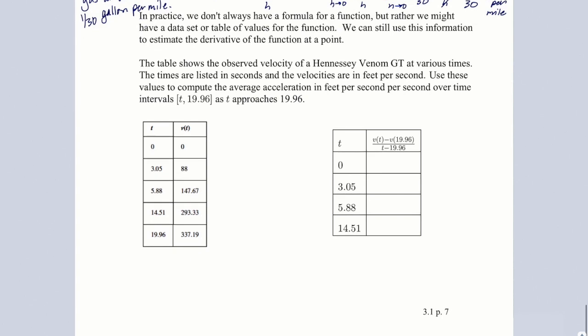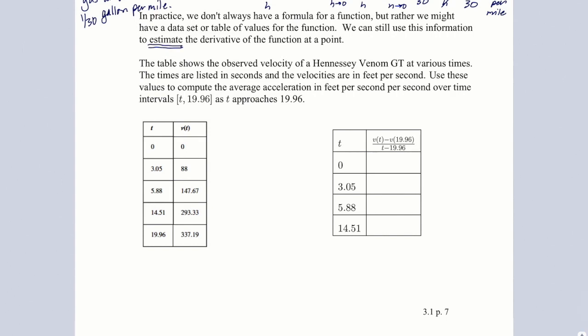Okay, then the last example here, we see we don't always have a formula for a function. Sometimes we have just some measured data points, and that's what we're going to look at here. If we have these data points, we can still use the information to estimate the derivative of a function at a point. But again, it'll be just an estimate. But oftentimes that's good enough.